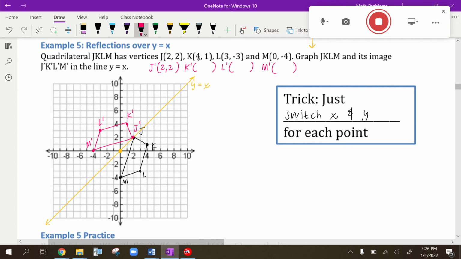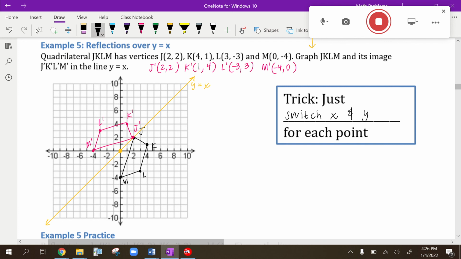Point K, though, is a little different. Point K, when we switch x and y, we'll get 1, 4. So I know the image of K is going to be over 1 up 4. That's how I knew where to plot the point for the image of K. Similarly for L, when I switch x and y, I get -3, 3. And for M, I get -4, 0. It might be helpful for you to write out these points first and then graph it.